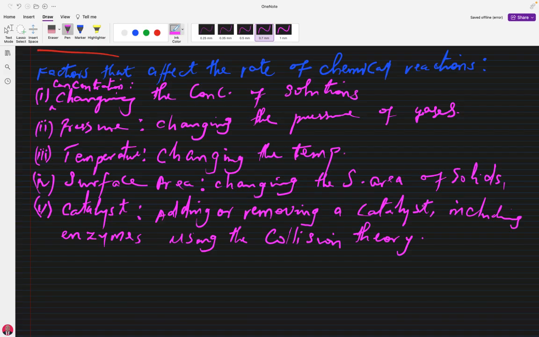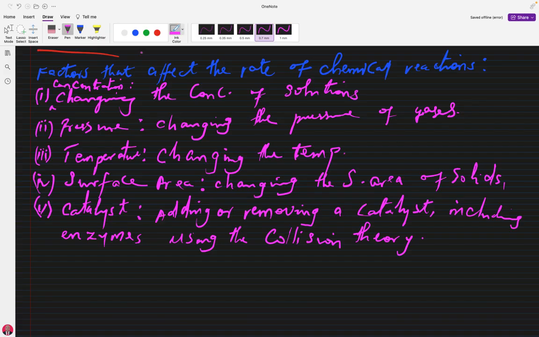Surface area. Changing the surface area of solid substances like your large lumps of limestone or marble chips, or what we call calcium carbonate. If it is broken down into smaller pieces, you are increasing their surface area, and that affects the rate of reaction. And catalysts, whether you add a catalyst or you remove a catalyst, will determine whether the reaction is going to be slow or fast. So these are the different factors you can list that can affect the rate of a chemical reaction.